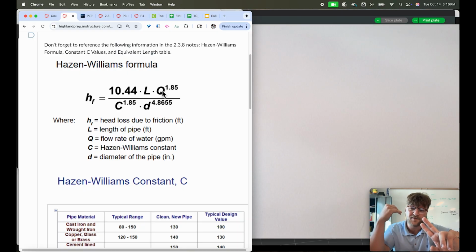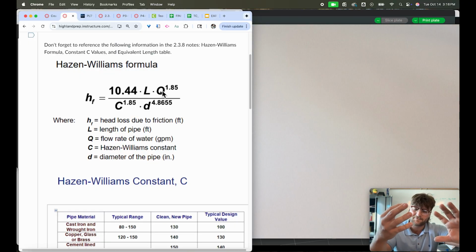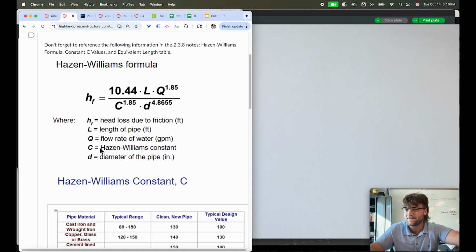Inside or out of a building. So Q in this particular case is the flow rate of water. So it's how many gallons per minute. How many gallons of water is going through this pipe per minute. We also have C, which is the Hazen-Williams constant, and that is based off of the material type, right?